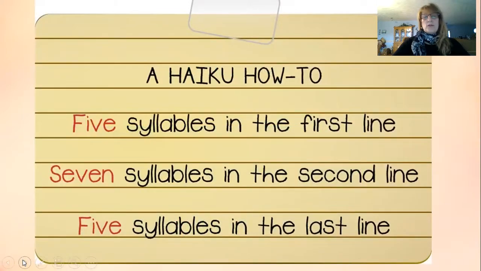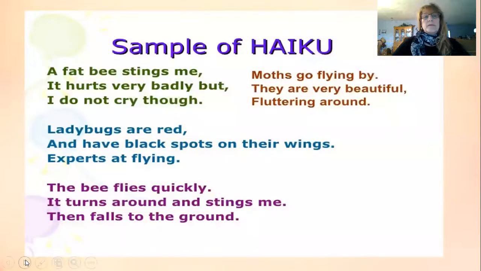So a haiku has 5 syllables in the first line, 7 syllables in the second line, and 5 syllables again in the last line. Here are some samples of a haiku.